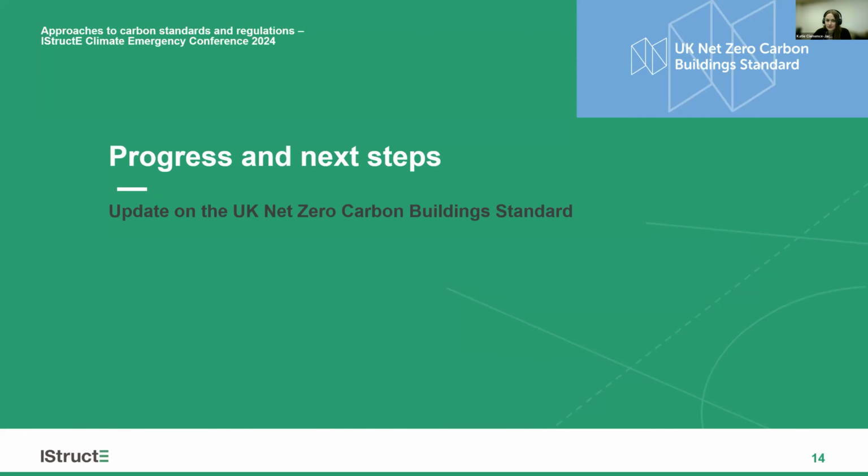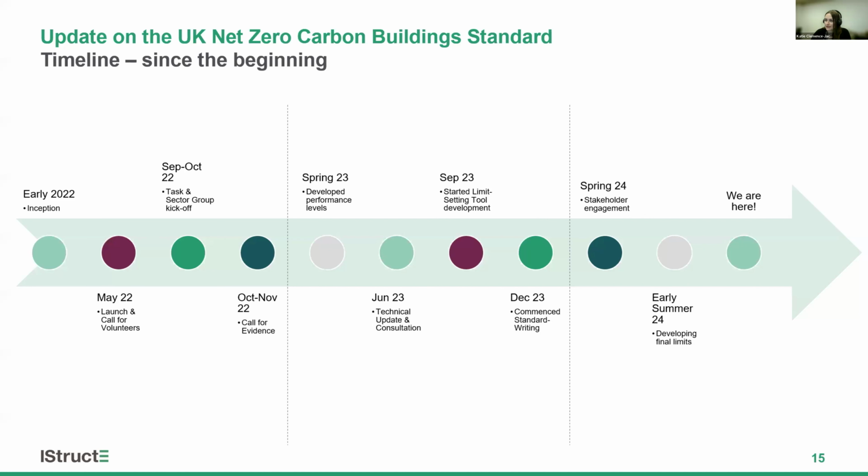Finally, just to wrap up, I want to say where we've got to and what's happening next. So this is an overall timeline. You can see that this initiative has been in process for quite a long time. It started out in early 2022. We are currently developing those final limits that I talked about in all of those different categories. We've gone through a whole load of work to collect a lot of data and engage with the industry. And now we're on that final hurdle, and we're looking to launch the standard in late summer this year.